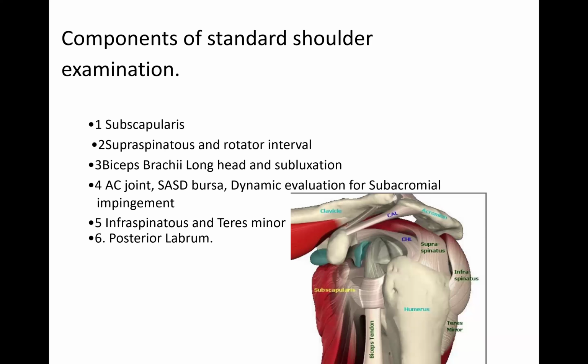Whenever a patient comes with shoulder pain, be it anterior, posterior, whatever area of the shoulder, we have to do the complete shoulder evaluation. The components of the standard shoulder examination are the subscapularis, supraspinatus, rotator interval, biceps, AC joint, infraspinatus, and posterior labrum. This is how the complete shoulder is examined: anterior, lateral, superior, and the posterior part of the shoulder.